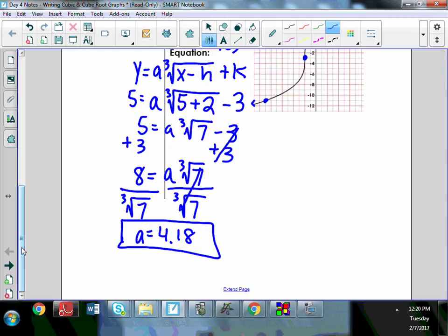Who can write the equation? Mia, you want to help me write the equation? What's it going to look like? What's the equation going to look like? Shh, Leo. The square root of x plus... She did a good job.